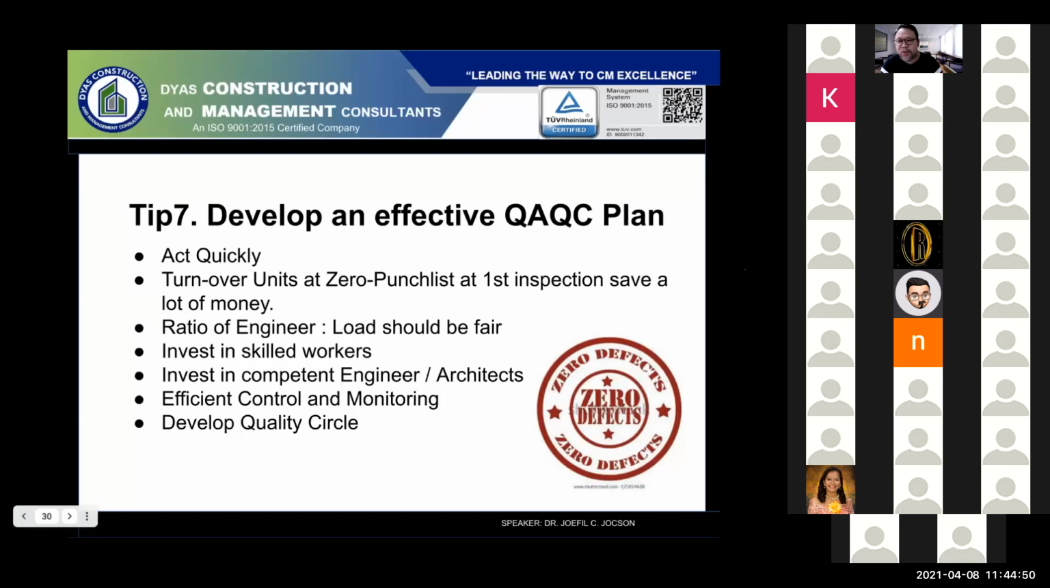Sana maintindihan ninyo. So there is no collaboration. So as I said, there will be collaboration. There will be clarification, there will be connection, there will be communication, there will be control and collaboration. Yan ang ating framework. Okay? So sana maintindihan niyo yung bawat obligasyon natin. Okay?